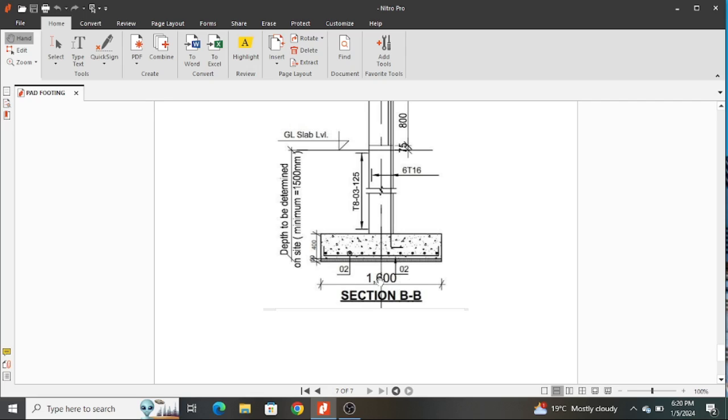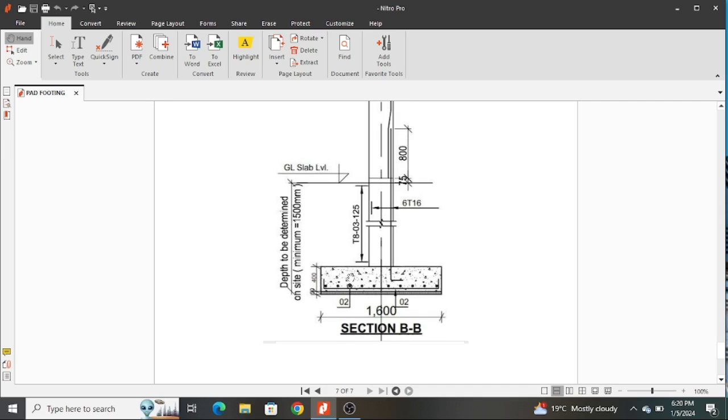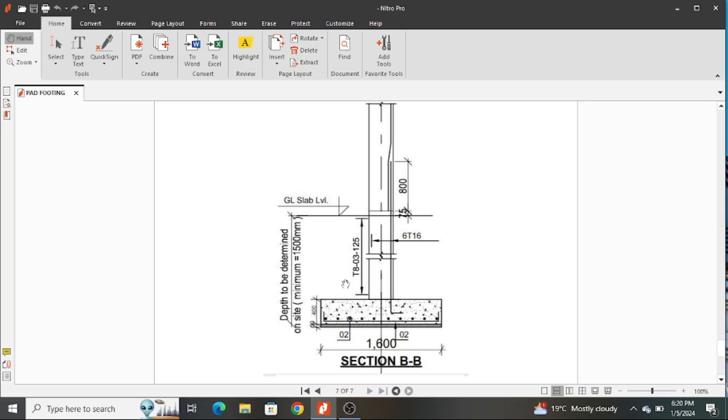And you also dimension it clearly. You have 50 millimeter blinding at the bottom of your footing, and then you have this depth. You also indicate that depth will be determined on site and a minimum of 1500 millimeters. From there, you show us how you will tie your links. The number of links here, we have 8 millimeter bars, barcode 3 tied at 125 millimeter spacing.